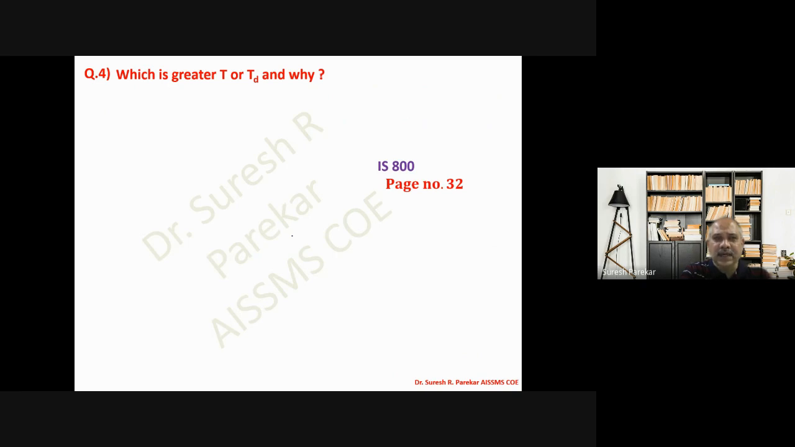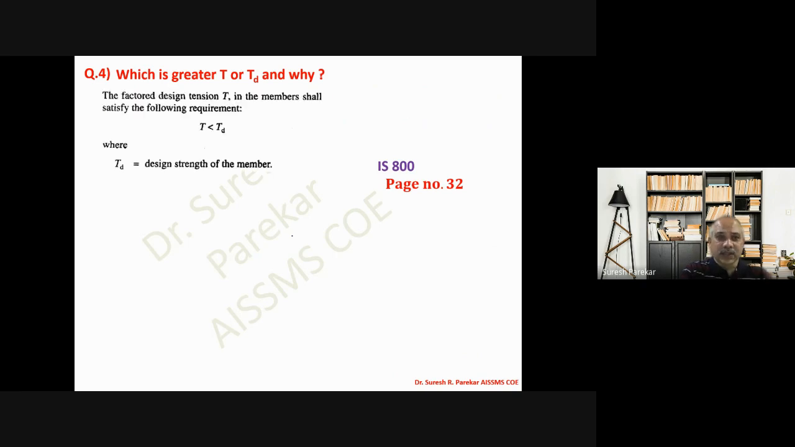Then which is greater, T or TD, and why? The factored design tension T in the member shall satisfy the following. This is given in IS 800 on page number 32. Our value of TD should be greater than T. Why? Because this is design strength and this is external load. So our member should be in a position to carry the load which is coming on it. The load coming on it is T, and therefore our capacity should be greater than the load coming on it, and therefore TD should always be greater than T.